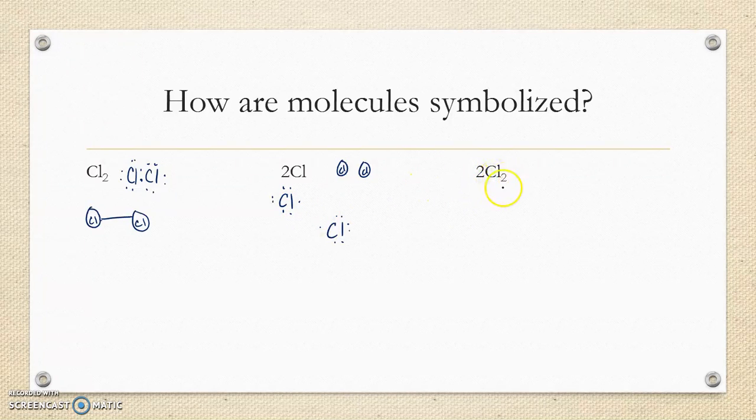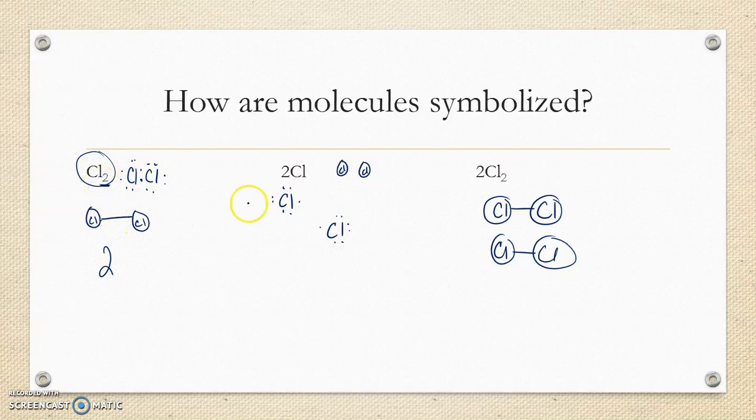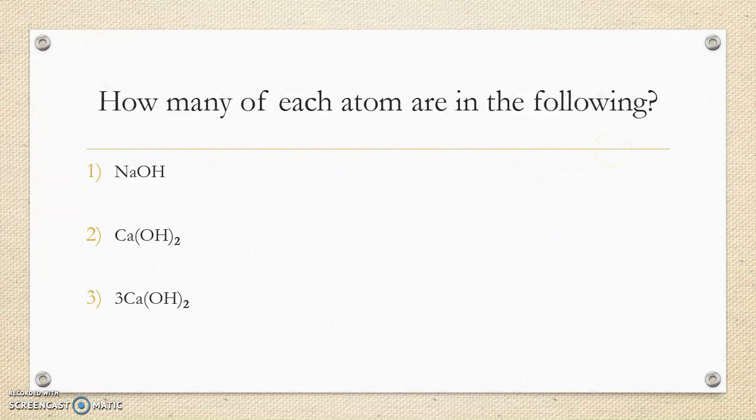What if I had 2 chlorine molecules? All right, well, I'd have a chlorine attached to a chlorine, and guess what? I would have 2 of those. So what's my purpose for doing this? Well, how many do I have here? I have 2, right? How many do I have here? Well, I have 2. How many do I have here? Well, I have 2 times 2 is 4. 1, 2, 3, 4. Right? Well, that's going to be important when we balance equations.